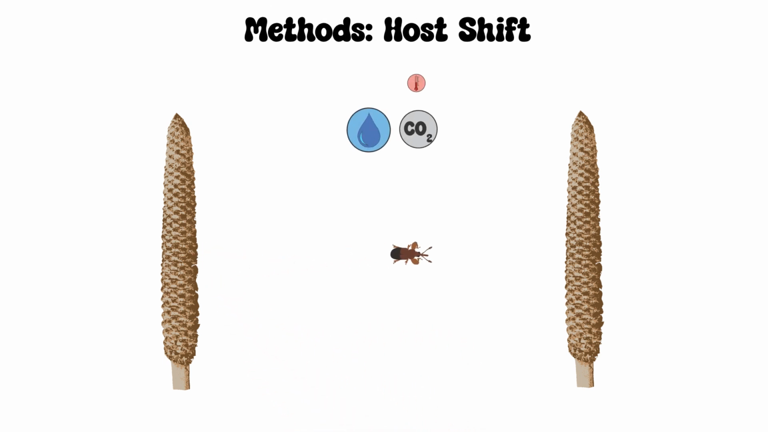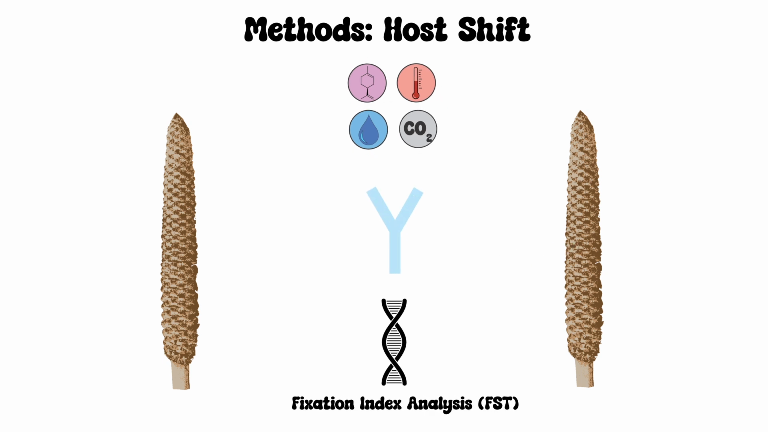I hypothesize the weevils shifting hosts in the garden perceive signals differently than those in their native range. I will compare naive insect perception of signals and their behavioral responses, and will use genomic resequencing and fixation index analysis to determine if they are evolving at a faster rate than those in the garden.